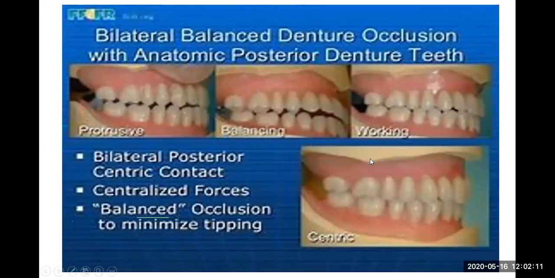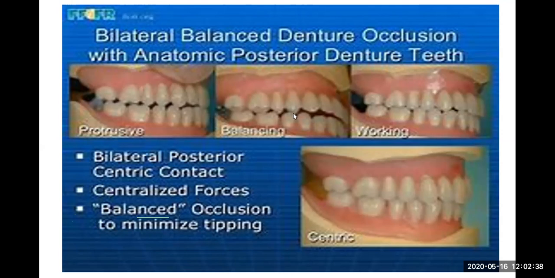I try to show you here bilateral balanced denture occlusion with anatomic position denture teeth. You will see in the image the relationship between the upper and lower teeth. This is protrusive. This is a protrusive relationship. And you see the balancing relationship there.